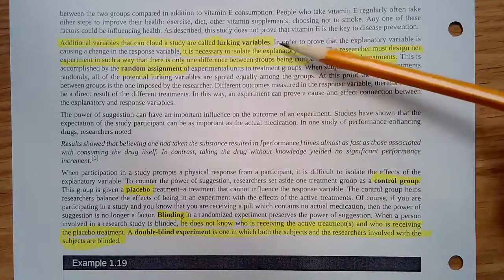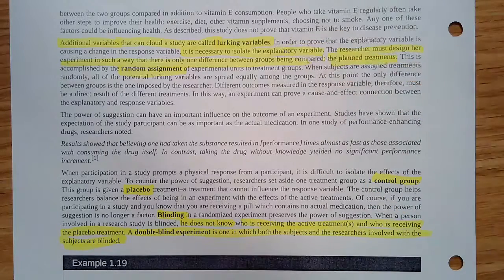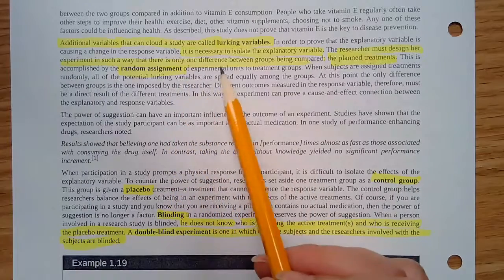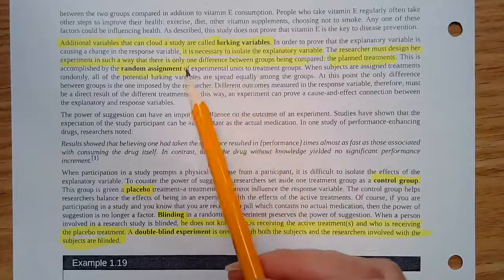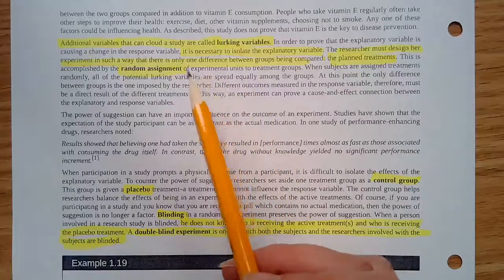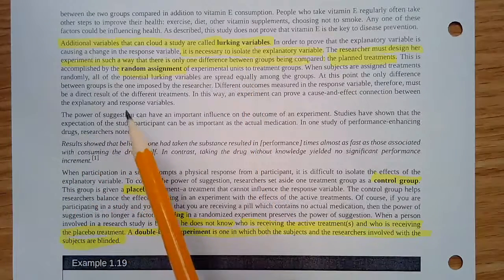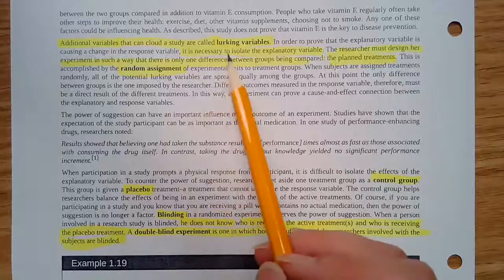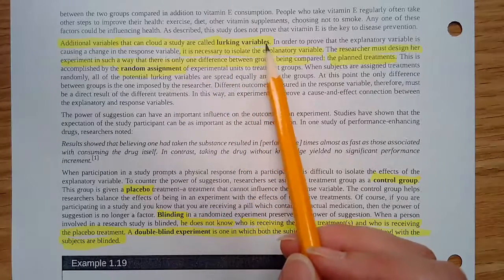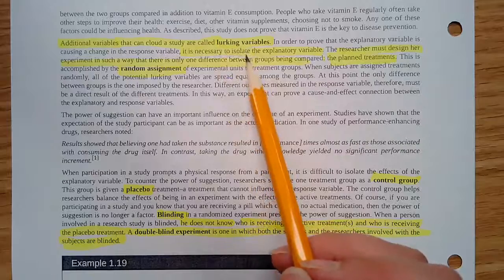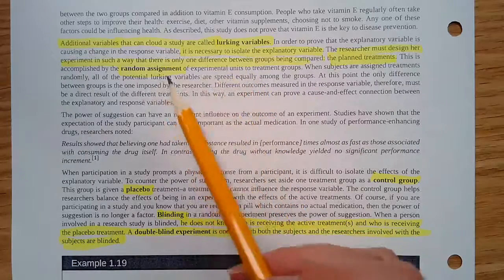Let's talk about lurking variables. Lurking variables can cloud a study. They're variables that we can't really see, that we can't isolate. We can do our best to try and isolate those variables, but they still might affect our data. So the way that we get around that is that we assign the people into different groups randomly. That way the lurking variables get spread equally among all the different groups. That's one of the ways that we are able to try and mitigate the effects of a lurking variable. So we want random assignment if at all possible.